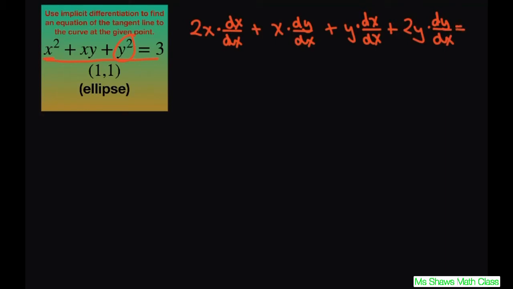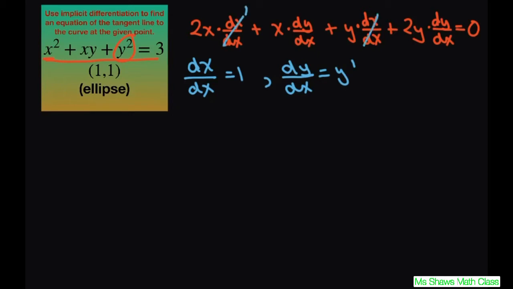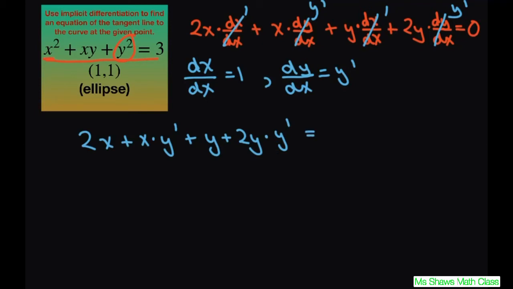And the derivative of 3 is just 0. Now at this stage, I'm going to note that dx/dx equals 1. I'm also going to write dy/dx as y prime, because it just looks better. So this is going to be a 1, this is going to be a 1, and this is y prime and this is y prime. So we have 2x plus x times y prime plus y plus 2y times y prime equals 0.